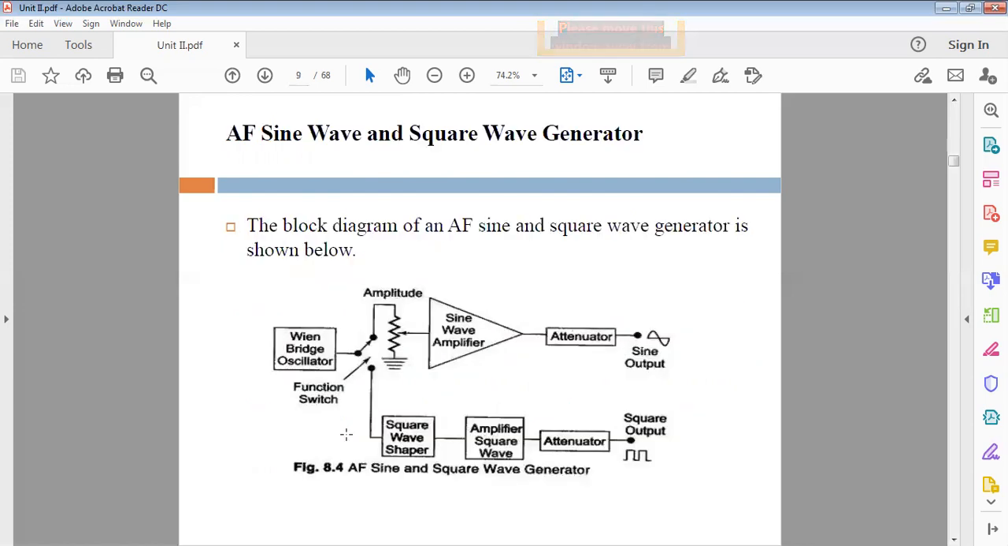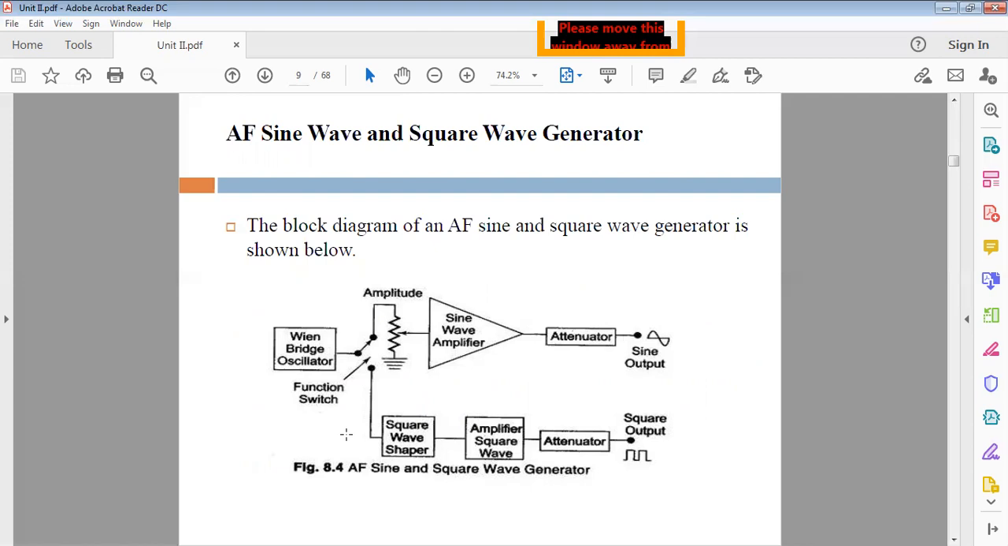Now, we'll be discussing the first signal generator, which is the AF sine wave and square wave generator. This generator is used to produce two outputs: one is the sine wave and the other is the square wave. This is the block diagram of the AF sine wave and square wave generator.